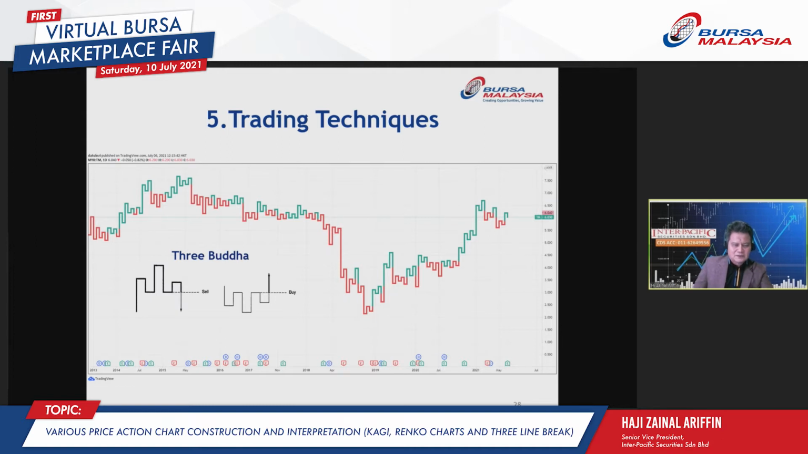Okay, the most unique pattern in this KAGI is the three Buddha pattern. In other chart patterns, actually we call it head and shoulders. It is a reversal pattern. Whenever you see this kind of reversal pattern, it will tell you that the market is going to reverse, whether at the top or at the bottom. For example, like this, this is what we call a three Buddha pattern.